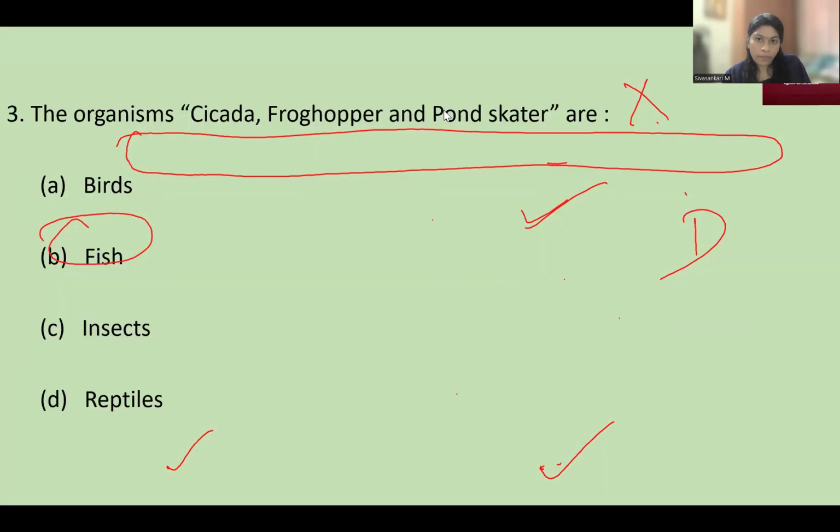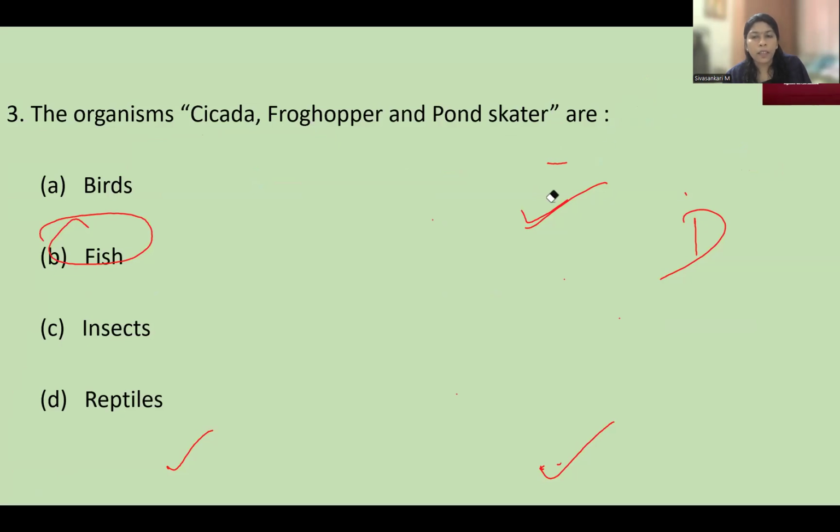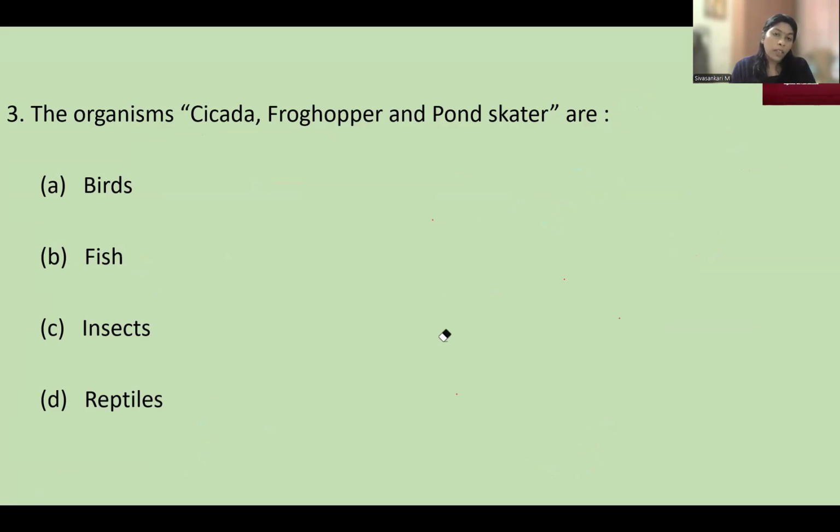You can see this. The organisms: cicada, frog hopper, pond skater. This is a frequent pattern which is asked in UPSC, 2 years before, 5 years before, 7 years before. Also, you can see a pattern like this: cicada, frog hopper, and pond skater. And I have told you long back in the classes, even in the sessions, you would have seen that this pattern always appears in UPSC.